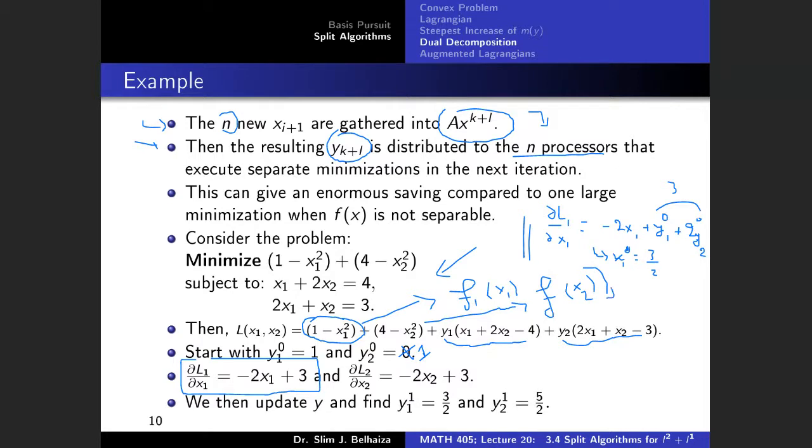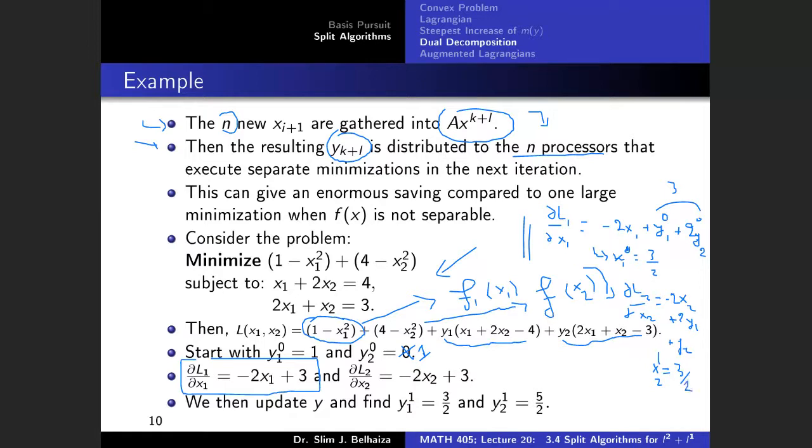And for dL2 over dx2, you'll find the derivative of 4 minus x2 squared. So dL2 over dx2, you'll find how much? Minus 2x2. And similarly, you'll find something which uses the y's. So it's going to be, can I write it here, plus 2y1 plus y2. So when you plug in y1 equals 1, y2 equals 1, you get 3 also. So you get also x2,1 equals 3 over 2. Okay, so this is the first step.